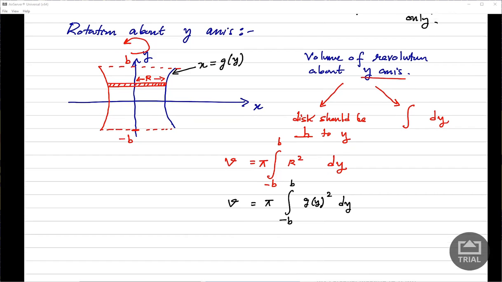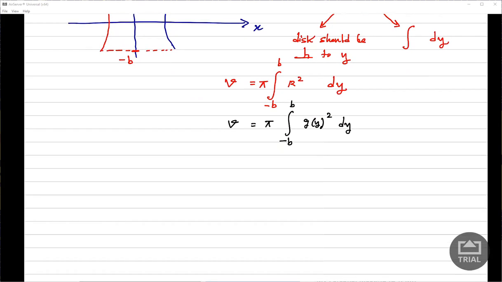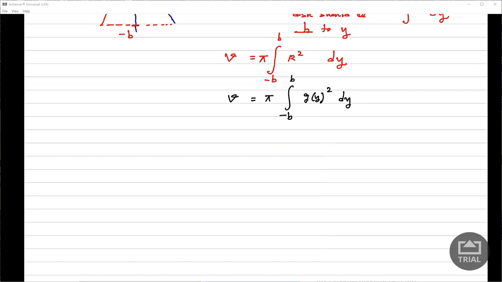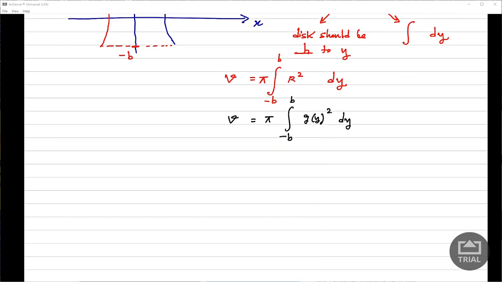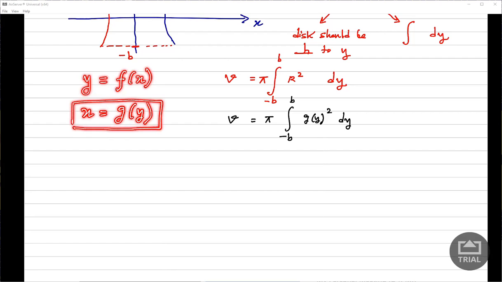Now, there are two kinds of functions. One is Y is equal to F(X), a function of X. The other one is X is equal to G(Y). How do you understand this? Think about the inverse functions. Inverse functions have this kind of behavior, right? So when we get a question, we can take care of that.